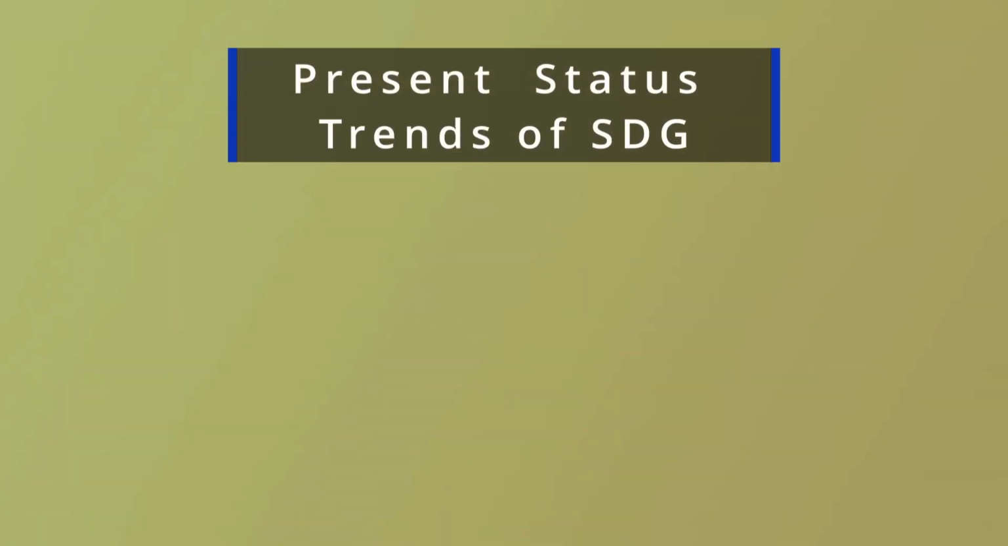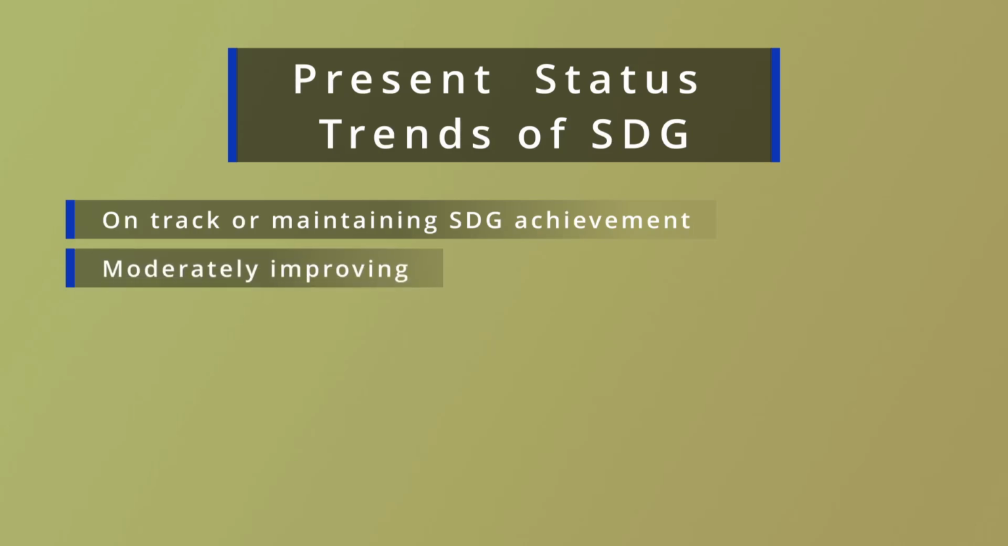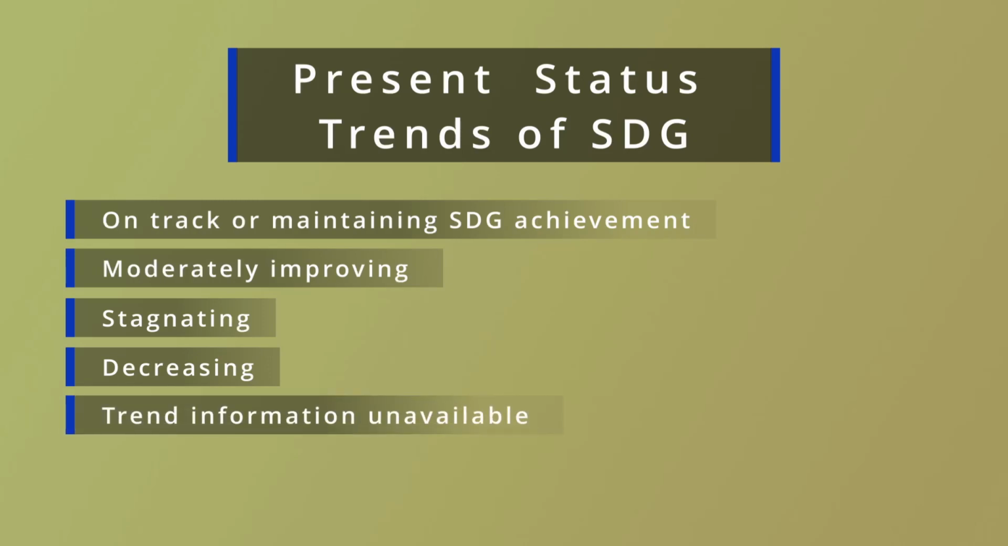Along with the present status of the Sustainable Development Goals, United Nations also classified the Sustainable Development Goals in respect of the trend of the Sustainable Development Goals scores, and they have classified it into 5 categories. These categories are maintaining SDG achievement, moderately improving, stagnating and decreasing, and finally the 5th one is the information category, where information is not available.